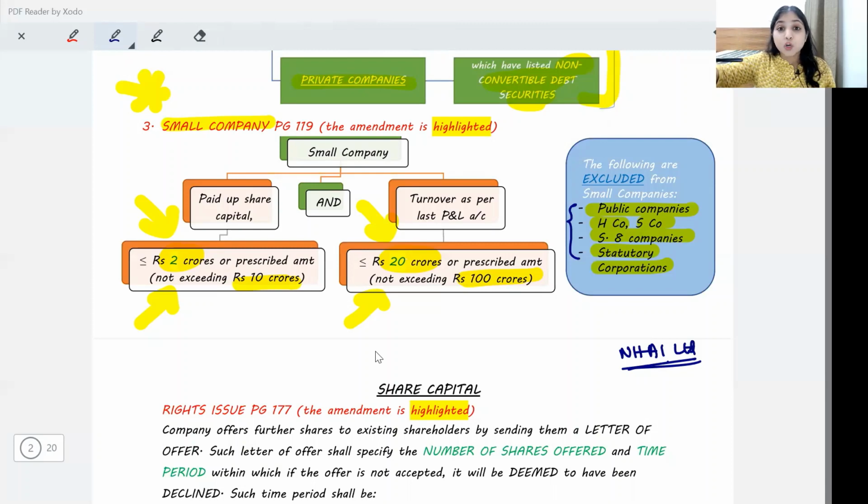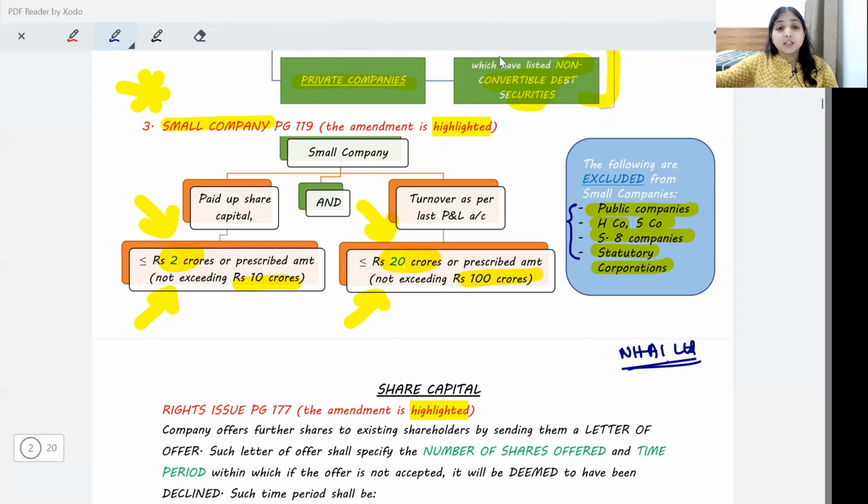Repeat again, which 4 companies will never be considered as small companies? Public companies, holding company and subsidiary company, Section 8 company, and statutory companies. One last time, what are the exclusions? Public company, holding and subsidiary company, Section 8 company, and statutory companies. And what are the limits? Turnover, the limit is 20 crores, and capital, the limit is 2 crores.